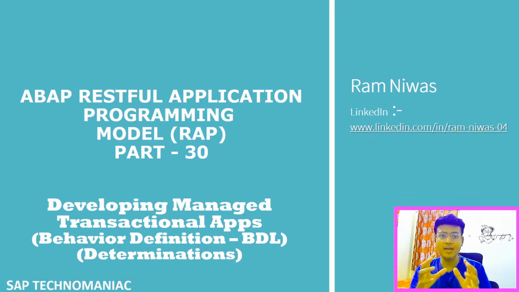There are minor differences between actions, validations, and determinations. An action, as I told you, will modify the existing BO instances. A determination will also modify the existing BO instance. The difference between actions and determinations is that a determination will trigger based on some condition. As soon as that condition is met, the determination will trigger. But an action will not have any condition.